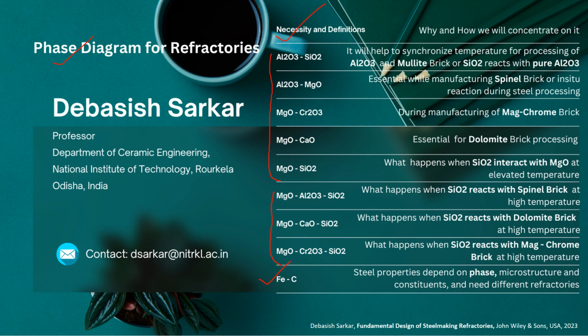Similarly, magnesia chromia is important during manufacturing of magchrome brick. Magnesia calcia is essential for dolomite brick processing. Magnesia silica: this information will give the reason and what happens when silica interacts with magnesia at elevated temperature.